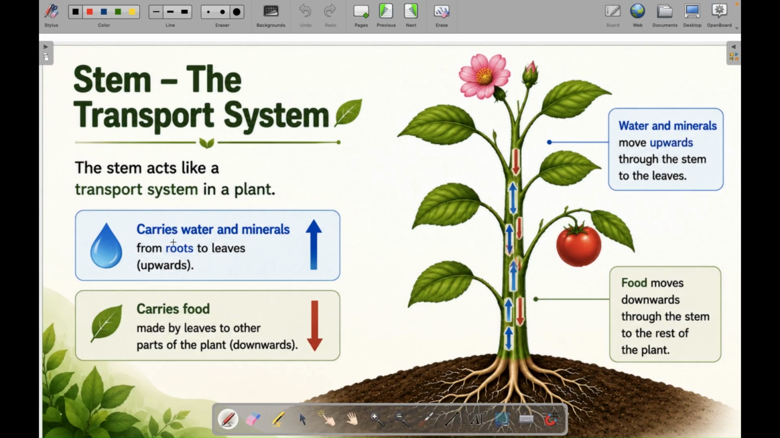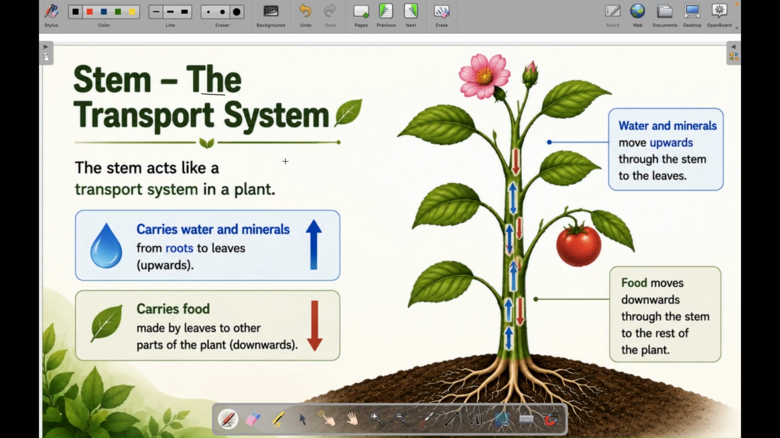So again, just to reiterate what we have discussed, stems are also known as the transport system of a plant. Why? You may get a question: why is the stem the transport system of a plant? It has two reasons. The first is that it carries water and minerals from the root to different parts of a plant, in the upward direction. And then it carries food from the leaf to other parts of the plant in the downward direction.